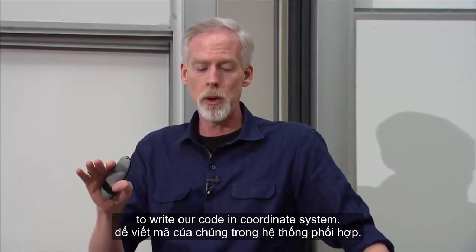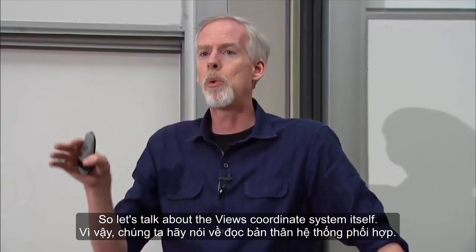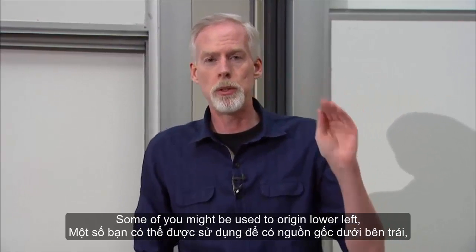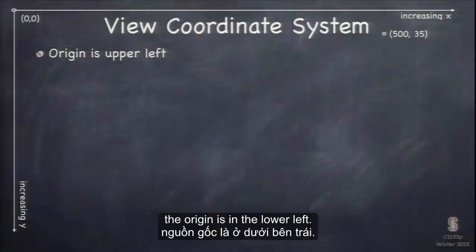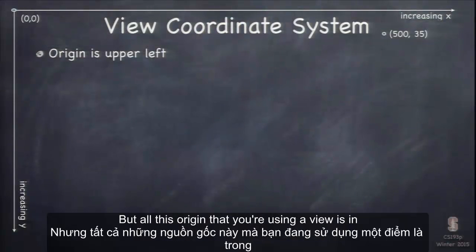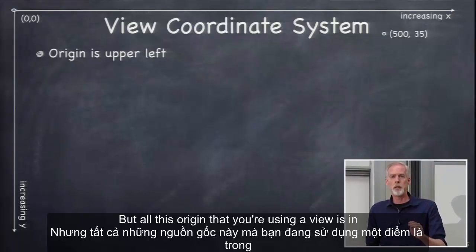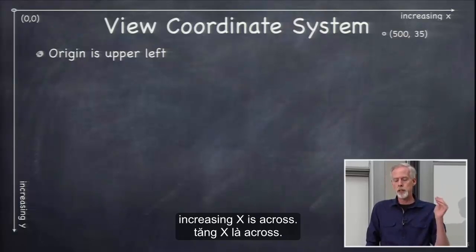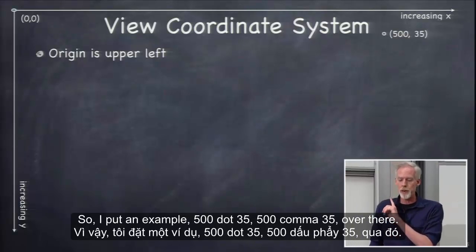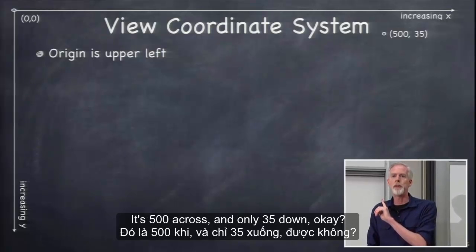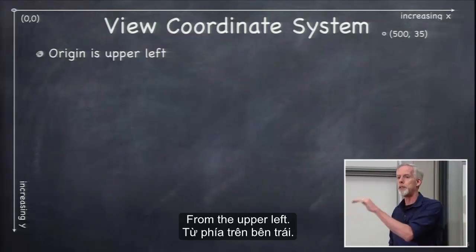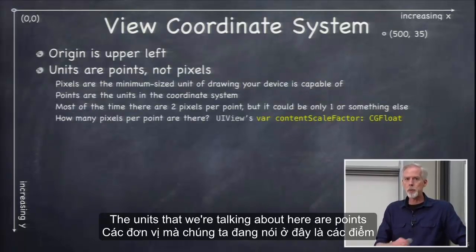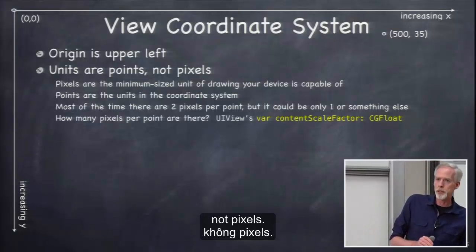All right, so those are the kind of data types we're going to use to talk about our coordinate system and to write our code in our coordinate system. So let's talk about the view's coordinate system itself. First of all, origin upper left. Some of you might be used to origin lower left, like Cartesian coordinates. But the origin that you use in a view is in the upper left. So that means increasing y is down the screen. Increasing x is across. So I put an example, 500, 35 over there. It's 500 across and only 35 down, okay, from the upper left. The units that we're talking about here are points, not pixels, okay?